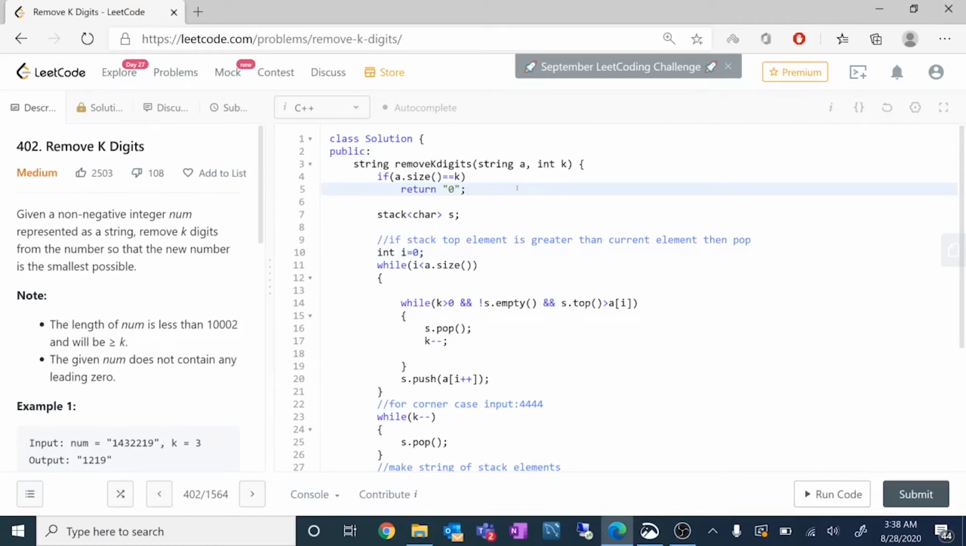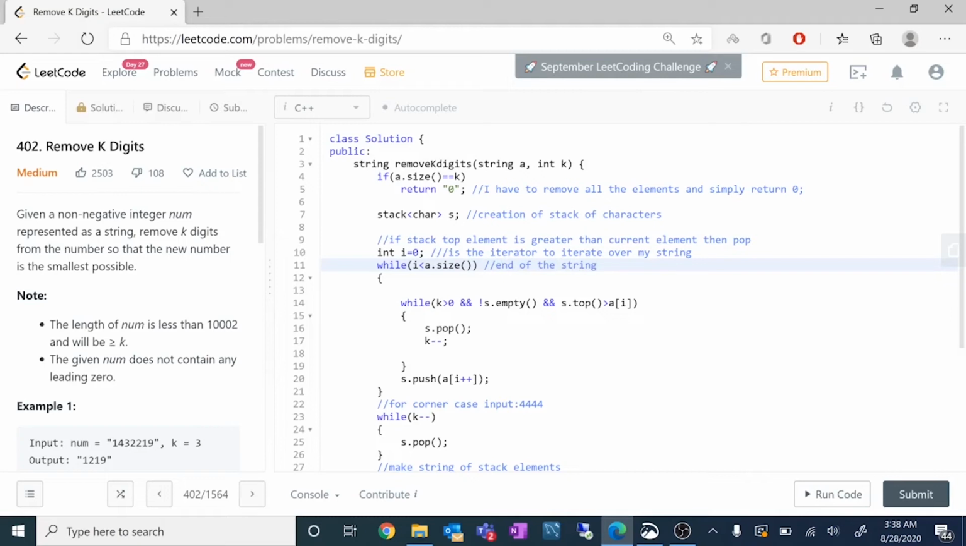If my size is equal to k, this means I have to remove all the elements and simply return 0, right? Now this is the creation of a stack of characters. As I discussed, I'll be needing a stack. So i is the iterator to iterate over my string, and you'll see that it is going up till the last element, that is the end of the string.